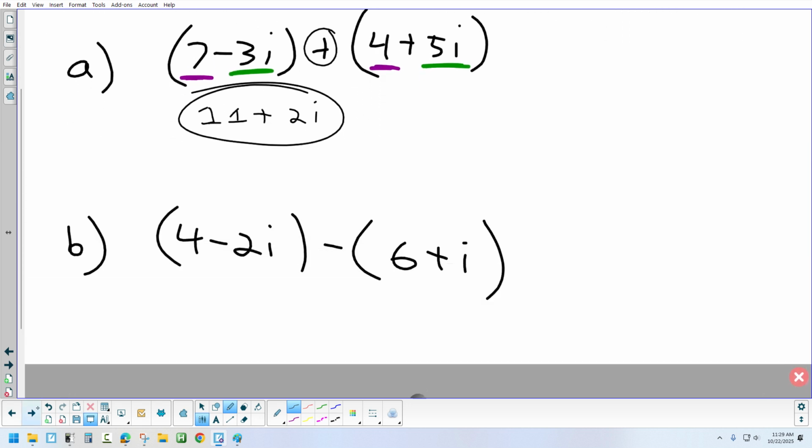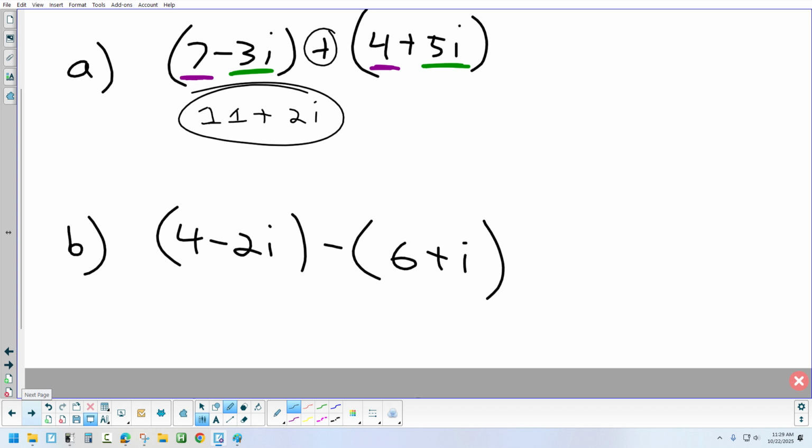Let's look at subtracting. Does it kind of work like a variable? Kind of, you can use the same kind of thinking, but just remember i is a number. It's like a symbol for the square root of negative 1. Yep, it's not a variable.